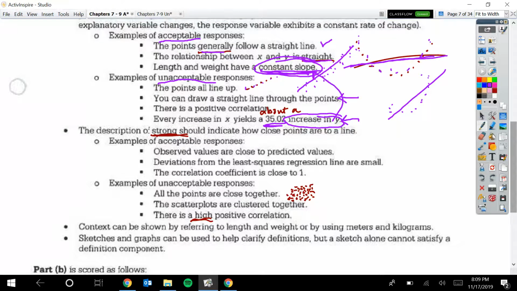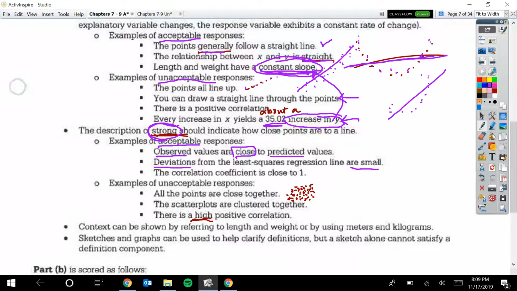All right, the third descriptor, the strength, okay? So that is measuring how closely the data points are to the line. So here are acceptable answers. The observed values are close to the predicted. Observed values are close to the predicted. Or you could say the actual are close to predicted. Okay. Here they say deviations from the line are small. So you could probably say the actual data is really close to the prediction line.